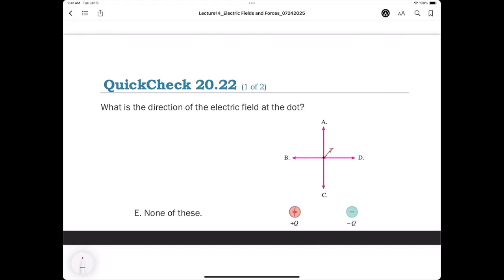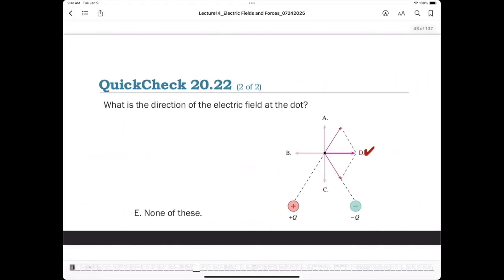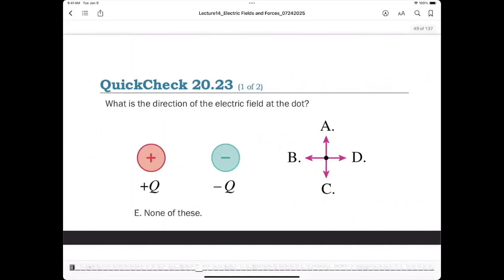For the negative, it should be inward. So the final direction should be this one. So the answer should be D. Does it make sense to you? Okay, let's check the other one.